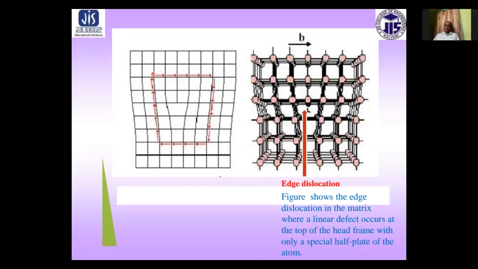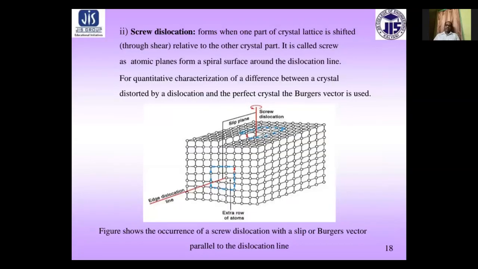Such a circuit would close itself in a perfect region of crystal, that is, a region with no dislocation. And this circuit fails to close itself in the region containing a dislocation. The closure failure, that is the vector necessary to close the circuit, is called the Burgers vector of the dislocation line. For the edge dislocation, the Burgers vector is normally perpendicular to the dislocation line.